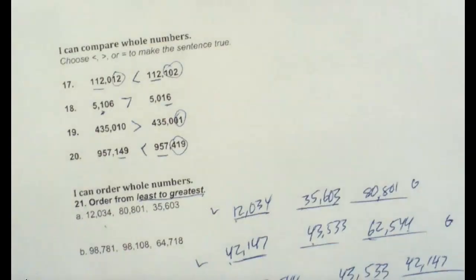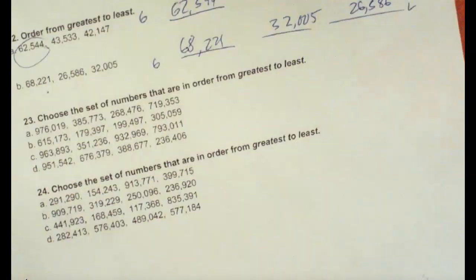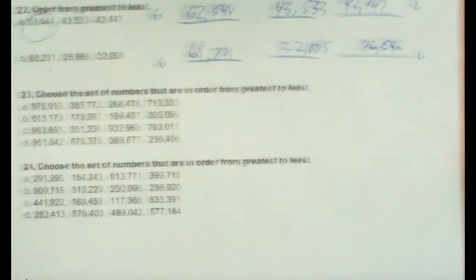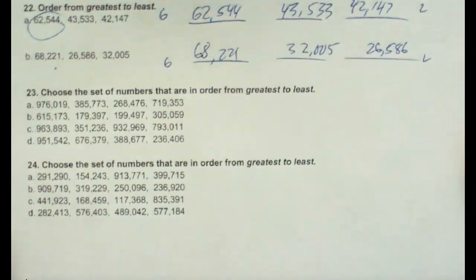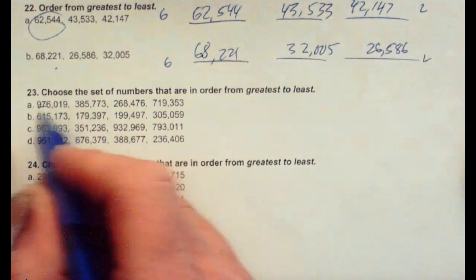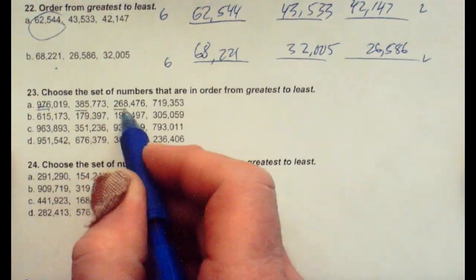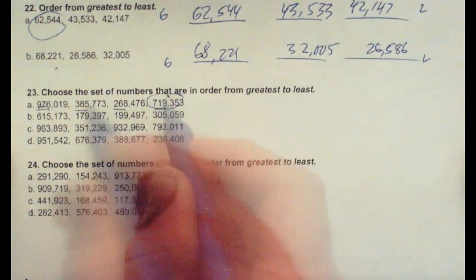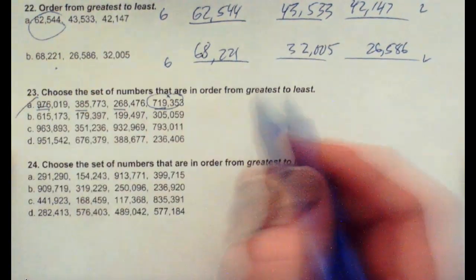And the last couple questions, they are multiple choice. Choose numbers that are ordered from greatest to least. Greatest to least here. Let's just take a look. So 96,976,385. 268,719. This one here is out of order. This one should be down there, so it can't be that one. We're going from greatest to least.